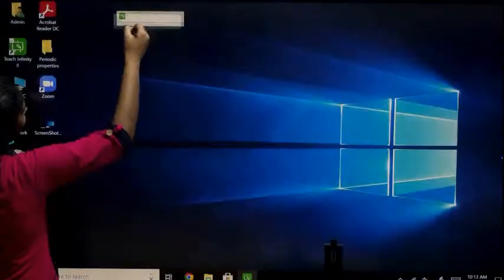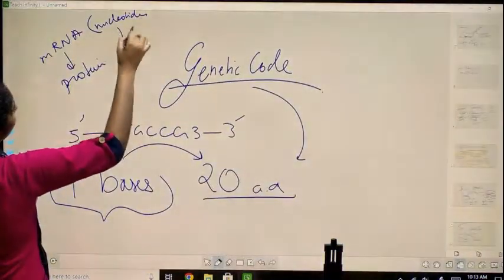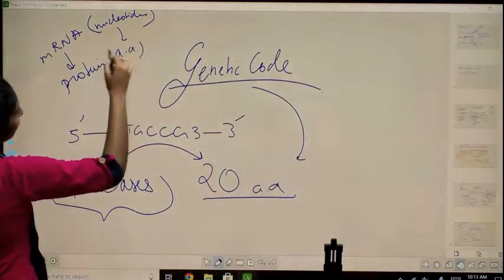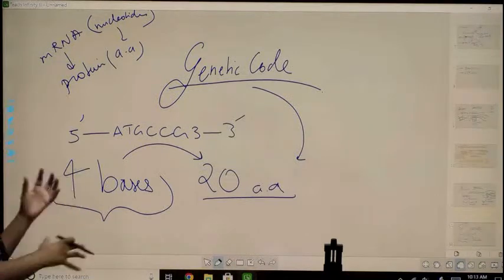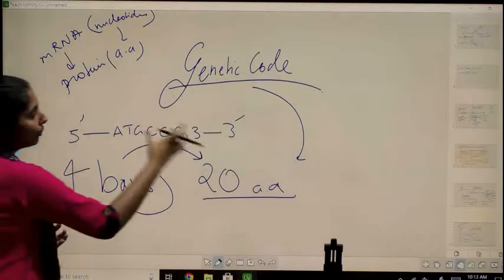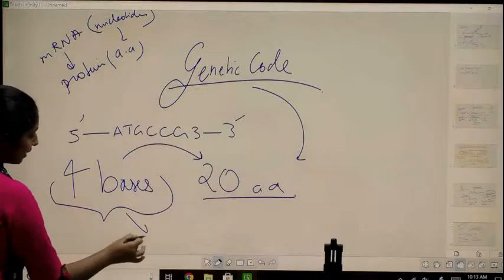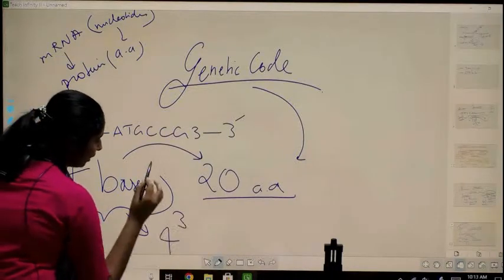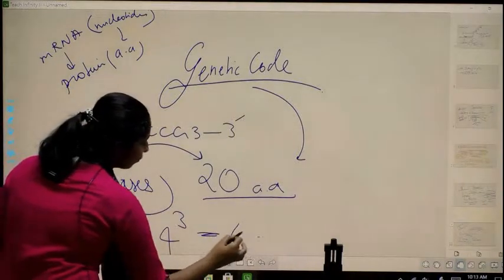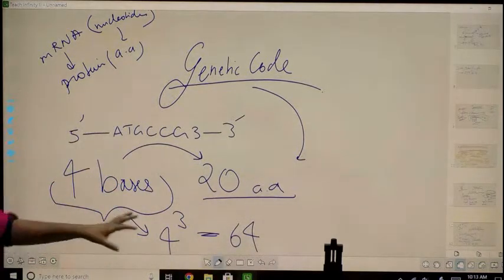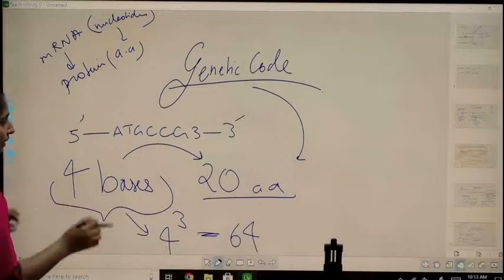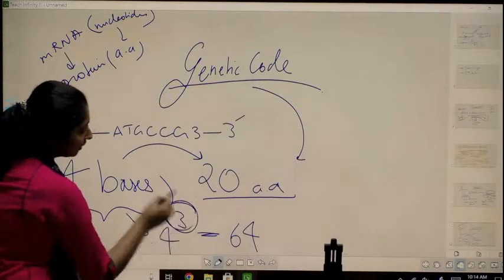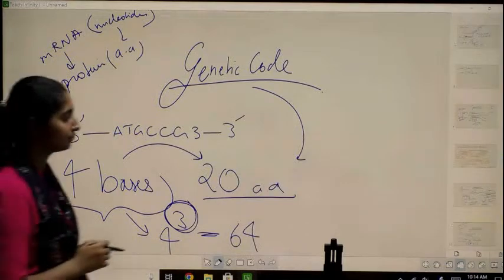And these nucleotides are going to code for an amino acid, right? These nucleotides are going to code for amino acids. So what he hypothesized is that a combination of 4 bases is going to code for 20 amino acids. And he said that 4 raised to the power 3 could give rise to 64 codons, right? So this is a possible confirmation. So he said that the codon is a triplet, right? It is a triplet.